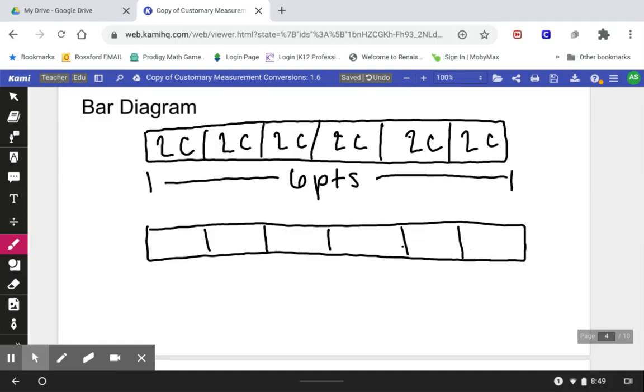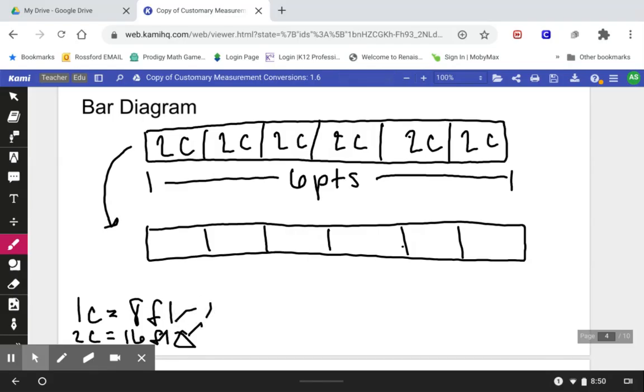All right. I also know that for every cup, there's 8 fluid ounces. So now I need to convert this bar that is in cups into fluid ounces. Well, each of these pieces in my bar has 2 cups in it. So to convert that to fluid ounces, I know that 1 cup equals 8 fluid ounces. So if I have 2 cups, that means I would have 16 fluid ounces.